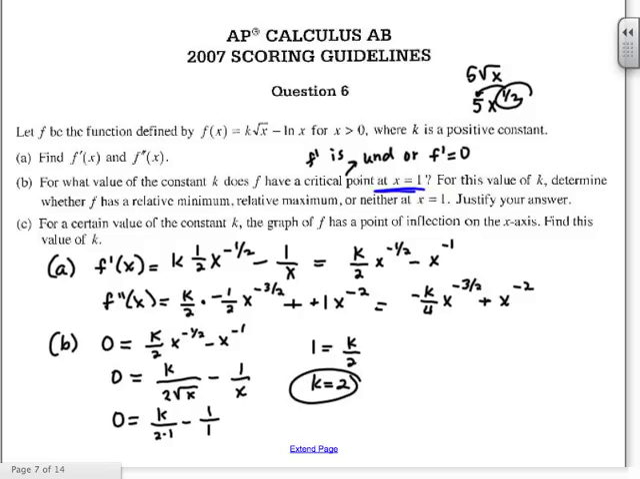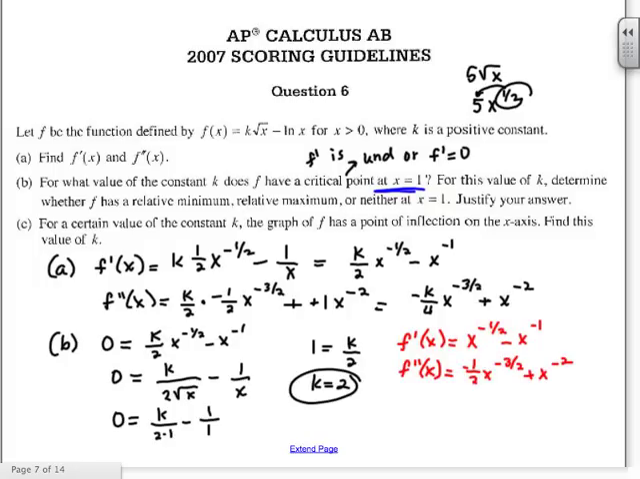So this is the value where your slope is undefined, or when your slope is equal to 0, f prime equals 0. So for this value of k, determine whether f has a relative minimum, relative maximum, or neither at x equals 1. Justify your answer. If k is equal to 2, let's write what f prime of x is equal to. So f prime of x would be 2 over 2, so x to the negative 1/2 minus x to the negative 1. f double prime of x, if k was equal to 2, would be 2 over 4, so negative 1/2 x to the negative 3 over 2, plus x to the negative 2.